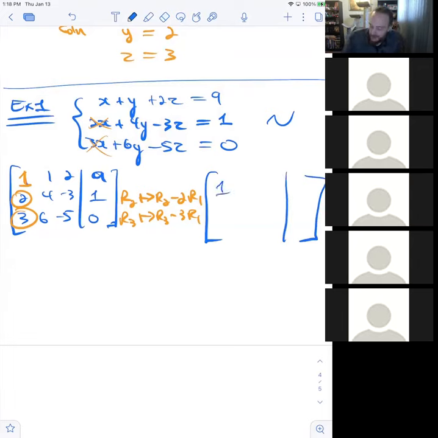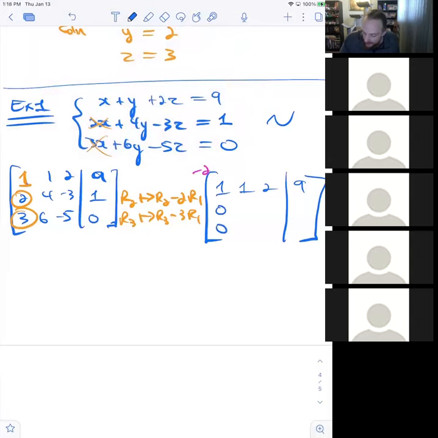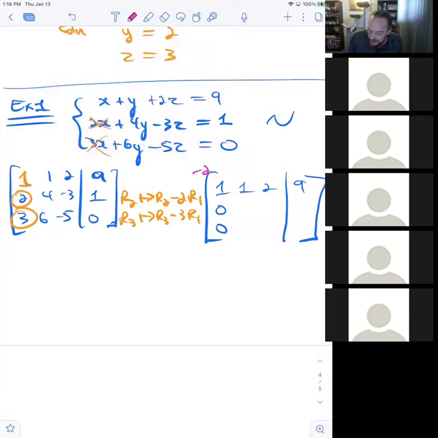And then what do I get? I get 1, 1, 2, 9. To get to REF, you never change row 1, so just copy it down. And then what I'm doing is I'm multiplying by negative 2. The whole point was to get 0. So when I multiply this by negative 2, 2 minus 2 is 0. 4 minus 2 is 2. Negative 3 minus 4 is negative 7. And 1 minus 18 is negative 17.